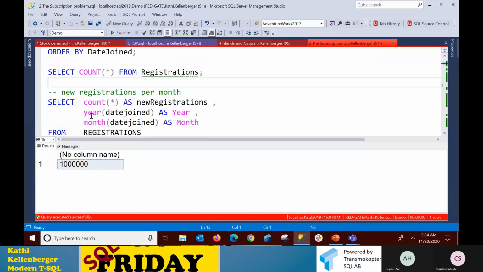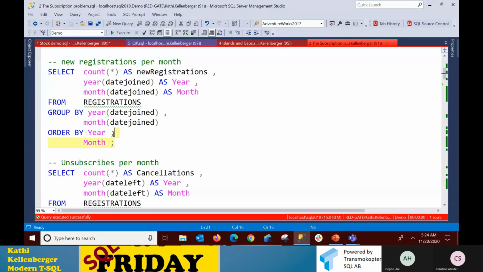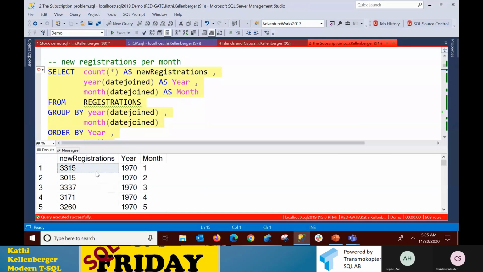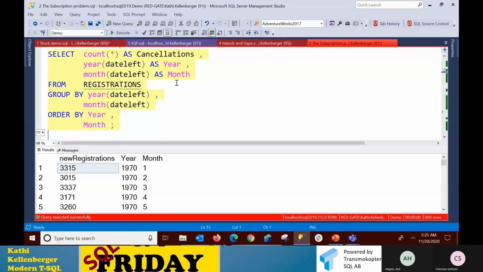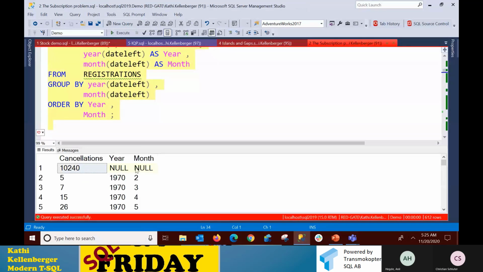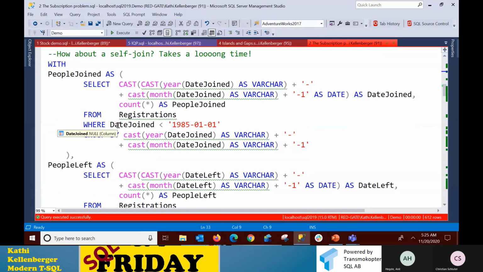So 1,000,000 rows. One thing that I can do is take that data where it's all in one table, and make like 2 views or 2 queries out of it. I can just separate that to make this easier to solve. So here I've got the new registrations, and I've also got the unsubscribes, if that's a word, the people that have left. If I can join those together and do a running total, I have my problem solved.